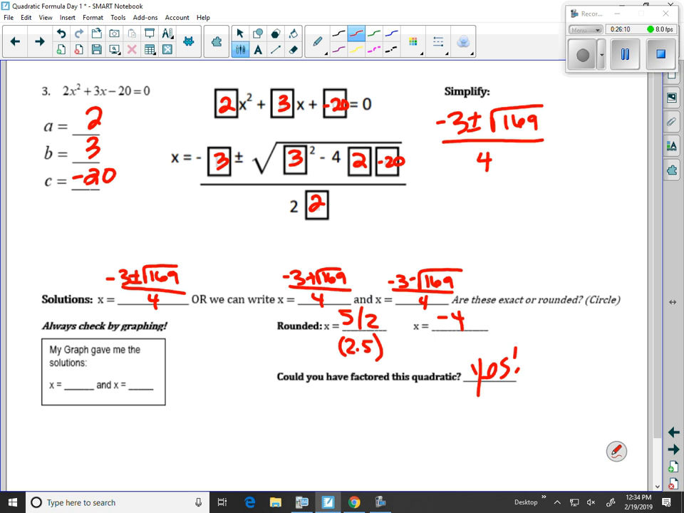Now, what's nice about the quadratic formula is that it works with anything. It works if you can factor it or not. So it's a really foolproof way of solving because you know you're going to get the right answer, whether it's exact or not. Does that make sense? Okay, perfect. All right, let's do number 4.